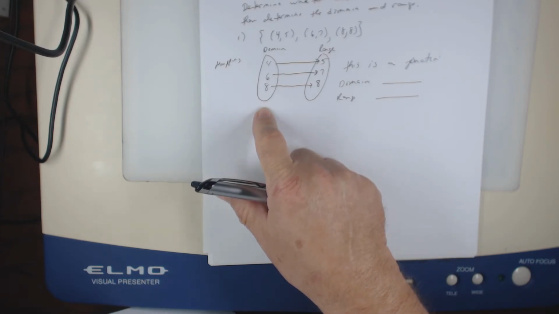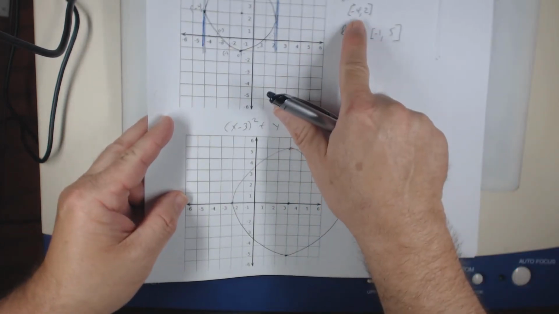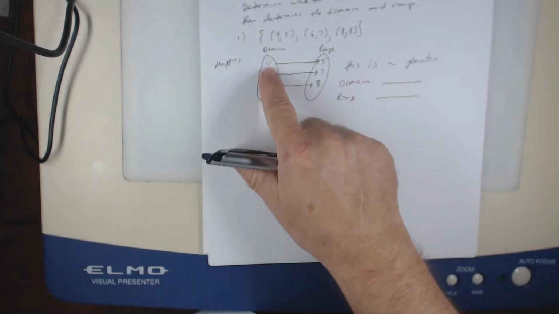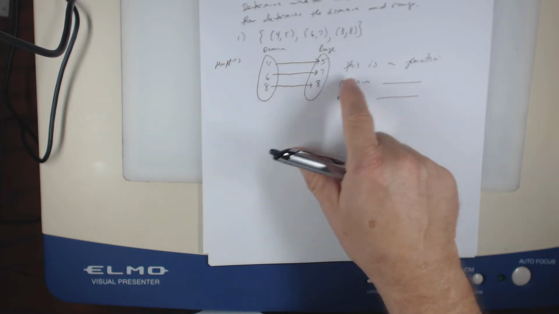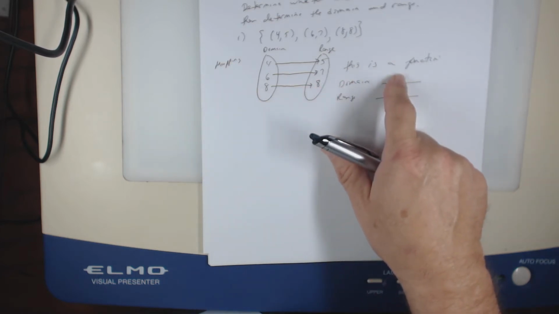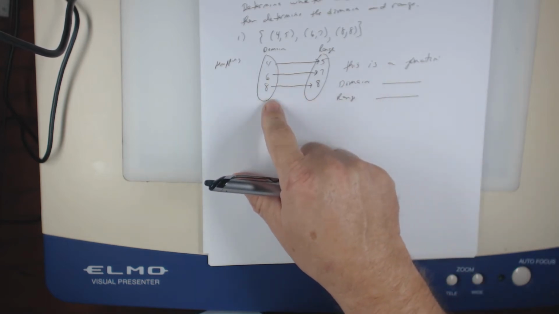There are only three. It's a finite number. This is an infinite number, right? This is a finite number. I can count how many x coordinates there are. There are how many? Three. So you're not going to use an interval. You better not. Because if you do, you're saying there's an infinite number of these x coordinates. There's only three of them.